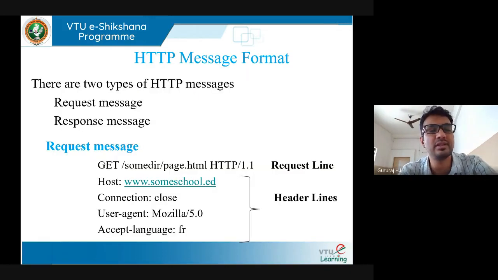Let me see the HTTP message format. Basically, HTTP consists of two important message formats. One is the request message format and the other is called the response message format. The request message format will be taken care of by the client and the response message format will be dealt with by the server. Request message format consists of these things. One is called the request line, the first line, and the rest of the lines we can call header lines.